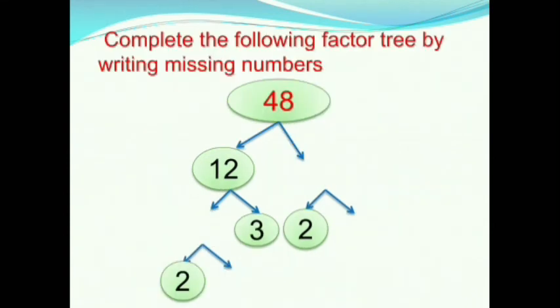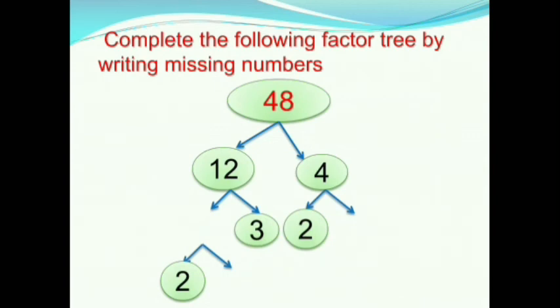Now we will complete the following factor tree by writing the missing numbers. Here the number which we have is 48. One factor of 48 is 12. Which is the other factor? Yes, 12 into 4 is equals to 48. So we will write 4 in the place of the missing number.